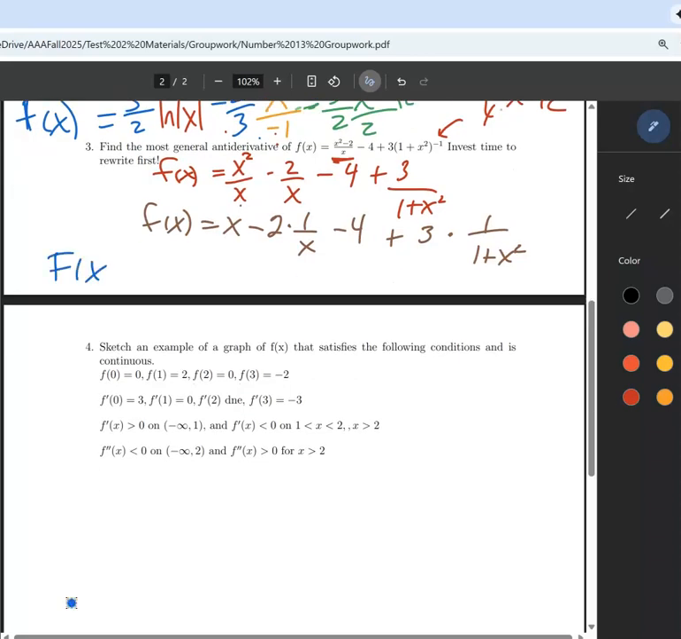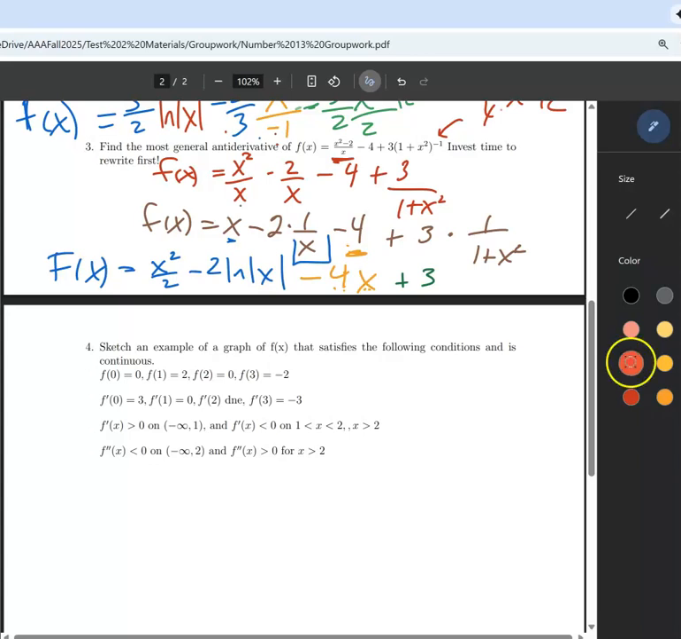So antiderivative means adding 1 to the exponent, so I'd get x squared over 2. This one here, you recognize it, that's ln, right? 2 ln of absolute value of x. What do we do with negative 4? So negative 4x, if you take the derivative of negative 4x, you get negative 4. And then I'm going to carry along this plus 3.